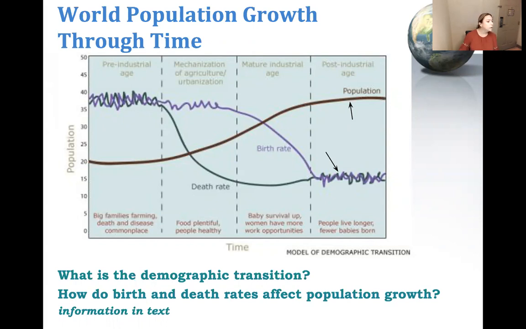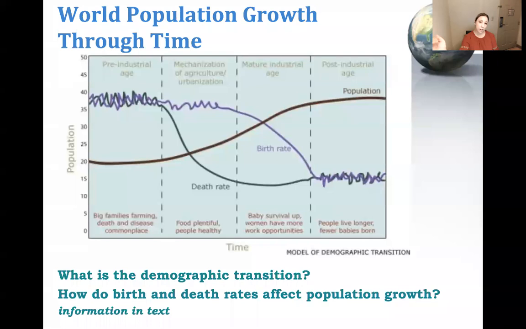So let's just review this. The first stage, birth rates are high. Well, the number of births are high, the number of deaths are high. They cancel each other out. So the population size is low and it's not really growing.